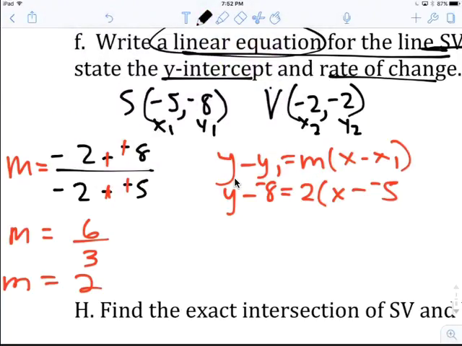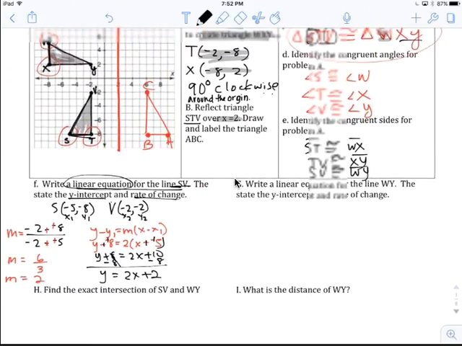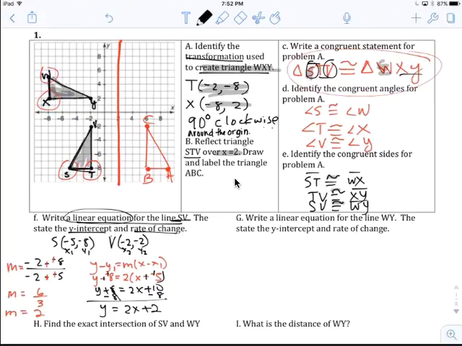Okay, and then we do additive inverse. You have y plus 8 equals 2x plus 10, minus 8, minus 8. Y equals 2x plus 2. Does it look right? Yeah, see if you go through that line. Yep, it looks right. Reasonable. Check for reasonableness of your answer. It's very important.